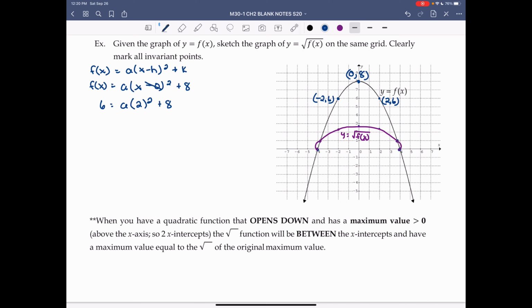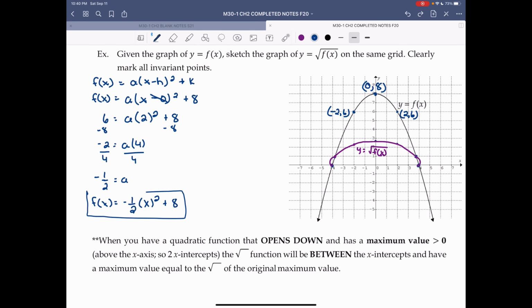I want to isolate the a, subtracting 8. Negative 2 equals a times 2 squared, which is 4. Then I want to divide by 4. I get negative 1/2 equals a. So then our function is f of x equals negative 1/2 x squared plus 8. I don't need those brackets around the x, but either way.